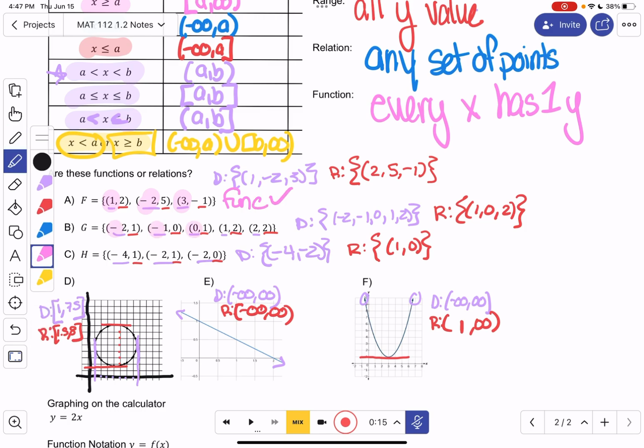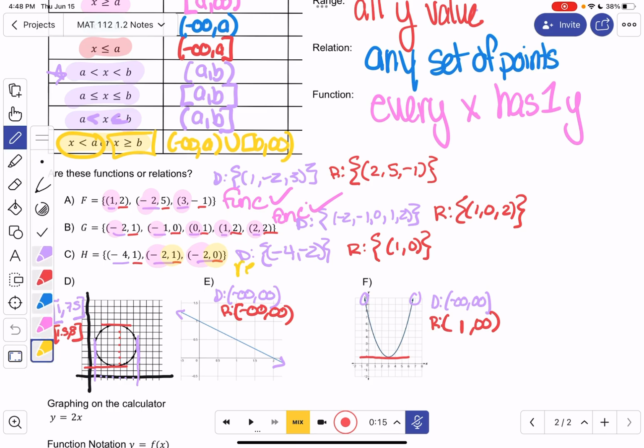G, same thing. All of our x's are different, so it doesn't matter about the y's, so that's also a function. H, we have -2 twice. So now we have to look at the y. If those numbers were the same, it would be a function. Because they're different, it's just a relation. It's not a function because we have different y's.